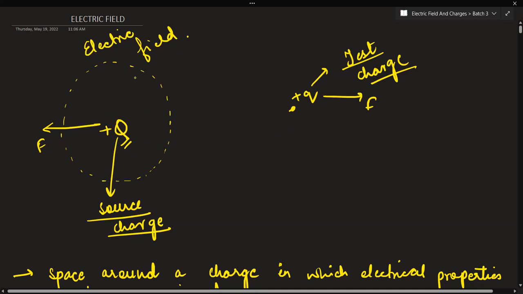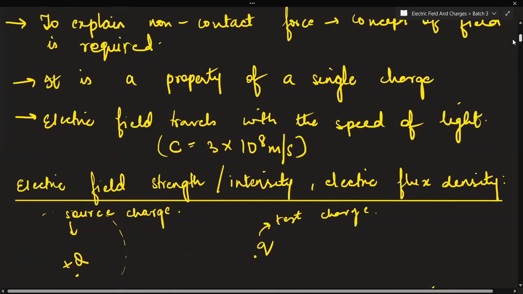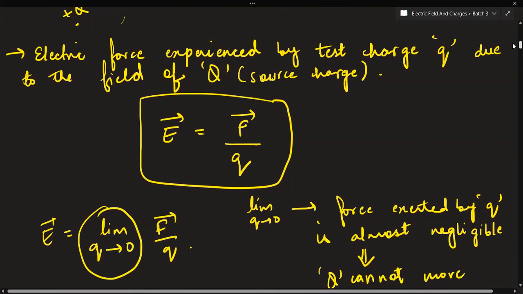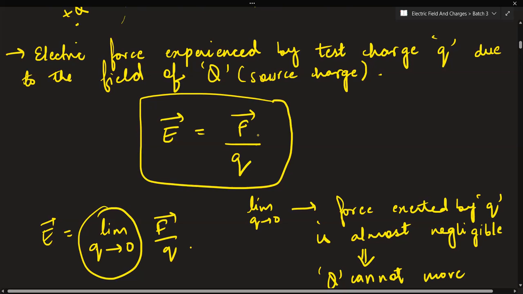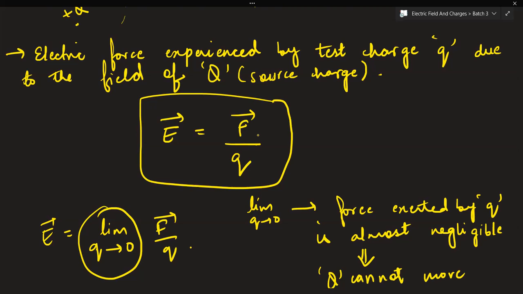So we usually call this charge the source charge, which is the stationary charge, static, at rest. And we call this moving charge the test charge. So this is what is meant by electric field. Electric field has a direct relationship with force. Electric field is actually force divided by charge. Now, what is the SI unit of force? Newton. And the SI unit of charge? Coulomb. So the SI unit of electric field becomes Newton per Coulomb, which is also called volt per meter.